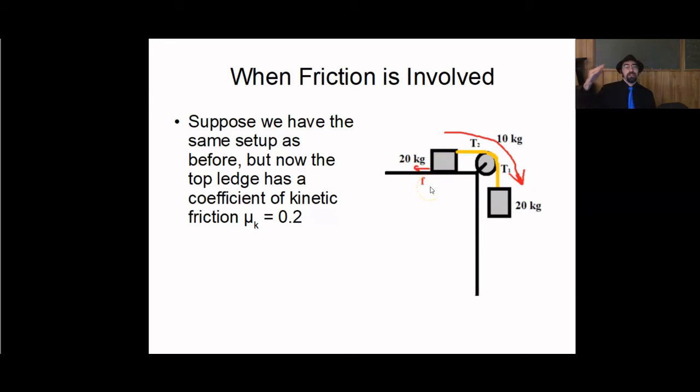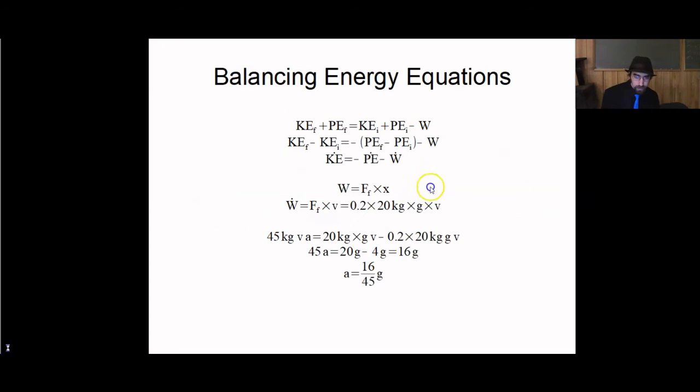It's going to get us a slightly scarier looking matrix. I'm not even going to do it that way. We'll just do the energy equations. Instead of saying kinetic energy final plus potential energy final equals kinetic energy initial plus potential energy initial, I say it's all that minus the work done. I know that the work is going to be negative because friction always removes energy from the system.